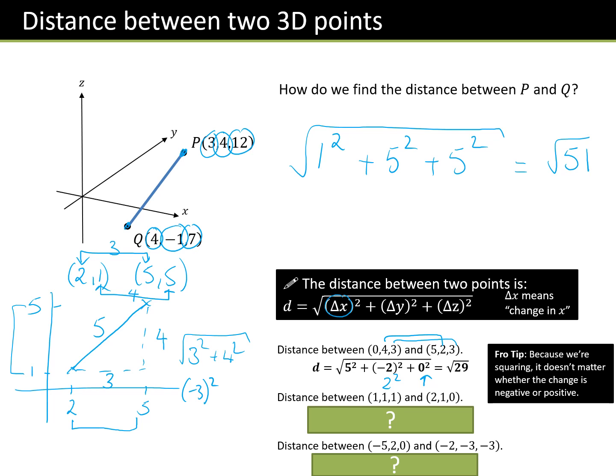So the next one between 1 and 2 is just going to be 1, 1 and 1, 0, 1 and 0, 1, square root of 2. Then the last one between minus 5 and minus 2 is a gap on a number line of 3, so 3 squared. 2 to minus 3, the gap between those 2 numbers is 5, and then 0 and minus 3 is going to be 3, so the square root of 43.